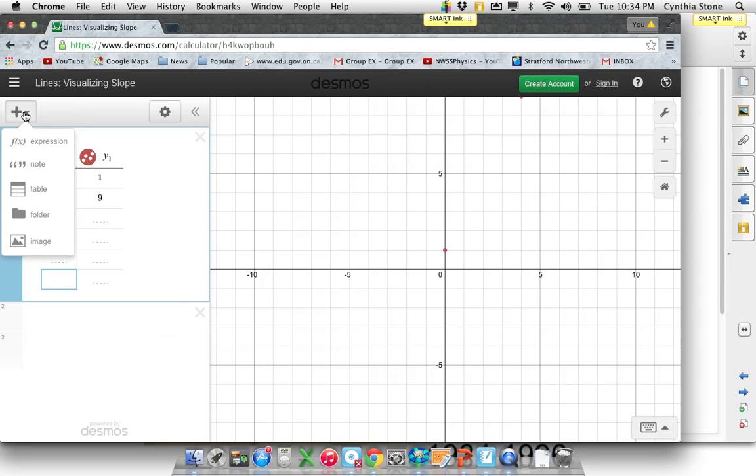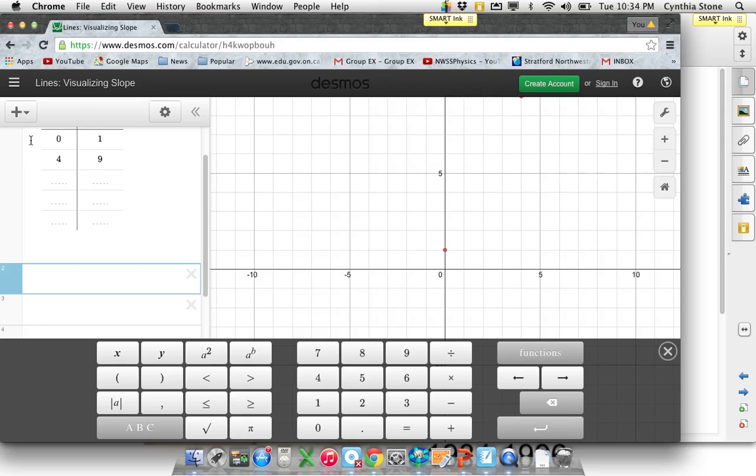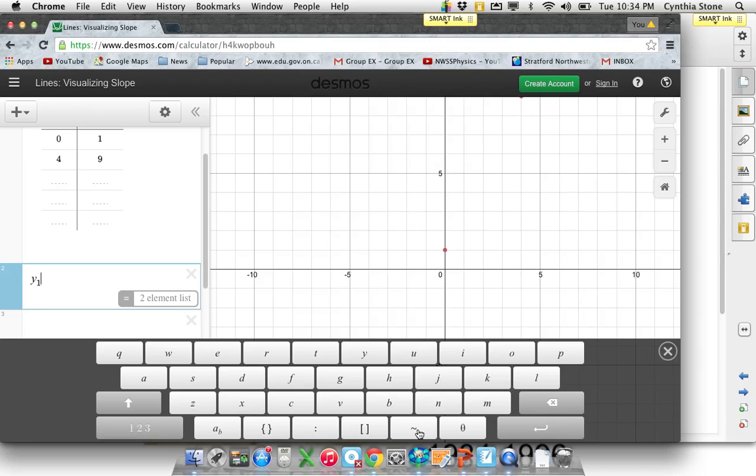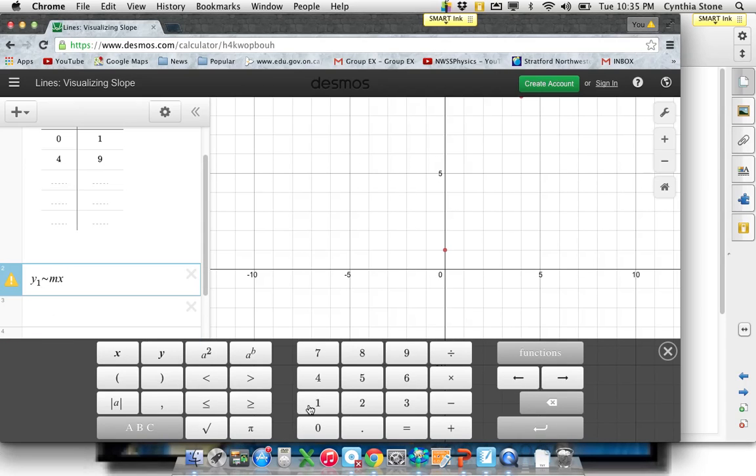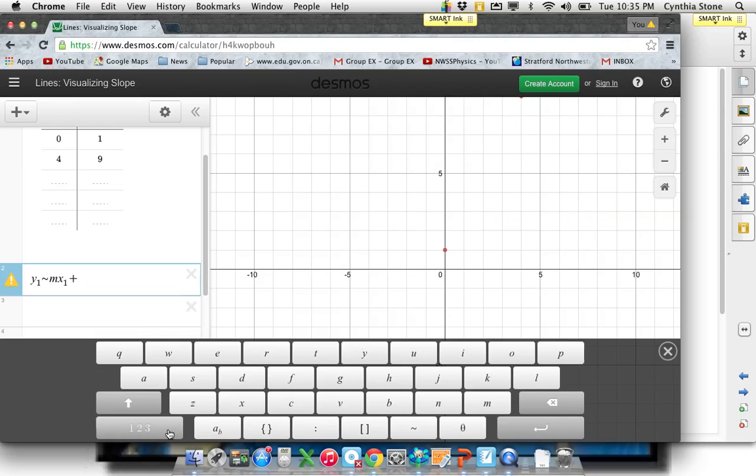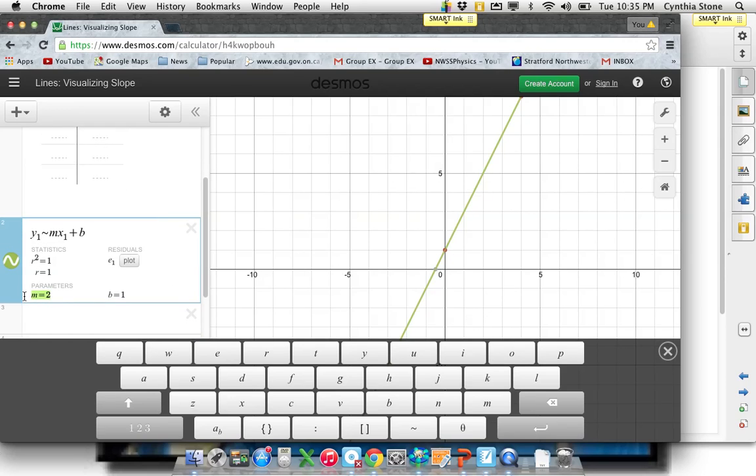Again, pause if I'm going too fast, but now I'm going to go to expression. This is the tricky one. You go y1, squiggly line, approximately equal, that means 2. Then you have to hit m, x1 plus b. And there's our line, just like we drew it. Okay. And this tells us that m is 2, which is the slope, which is what we calculated. So that verifies our calculation. Shows us again that it does not go through 0, 0, therefore it's correct, and that our graph is correct. Okay?